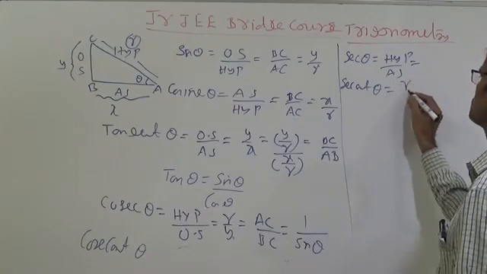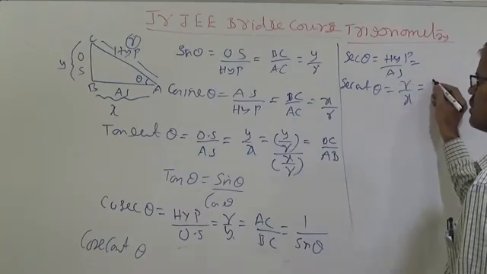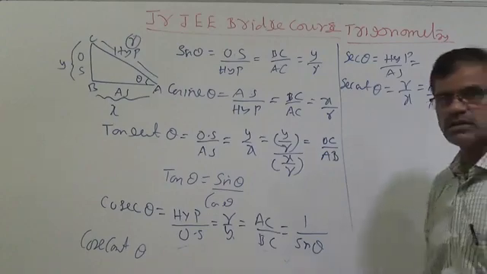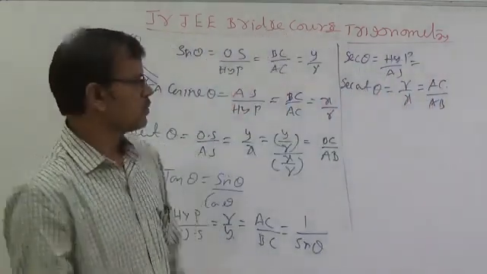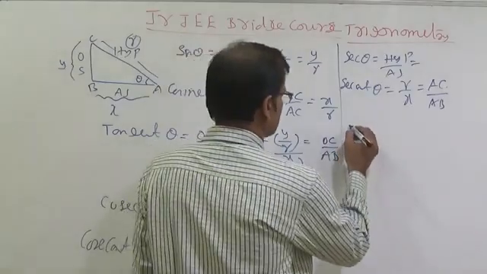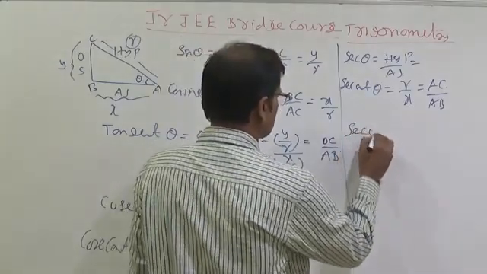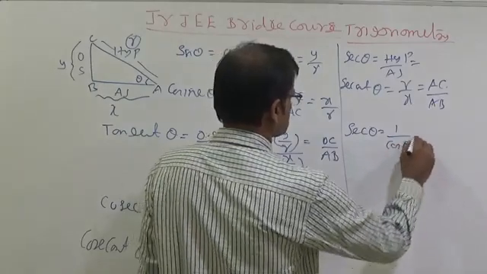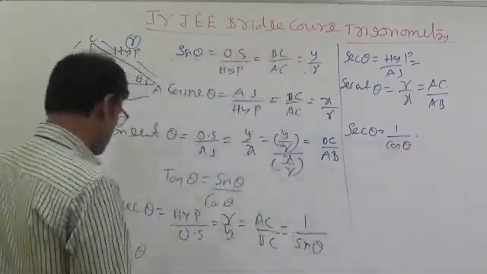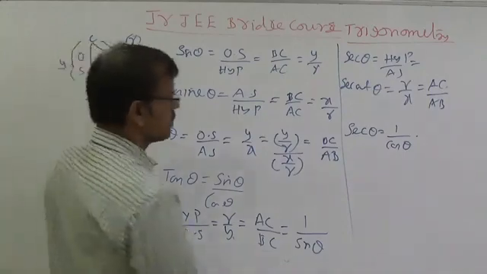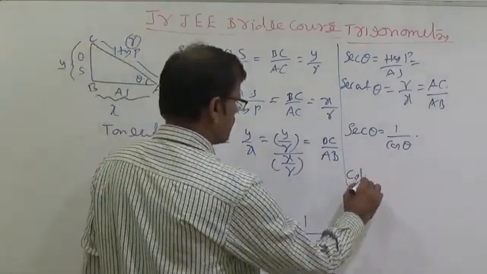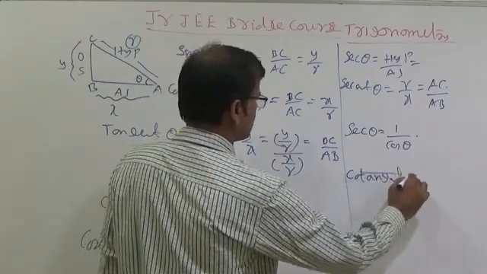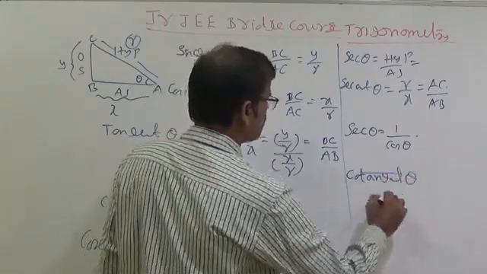Here hypotenuse means R by X, here AC by AB. So secant theta you can understand as reciprocal of cos theta. So secant theta is equal to 1 by cos theta. Just simply fundamental formulae.